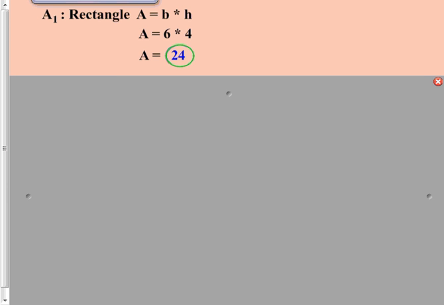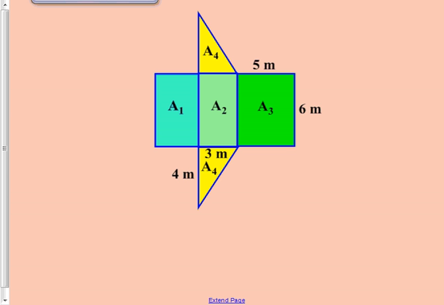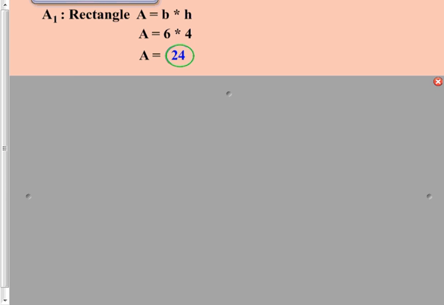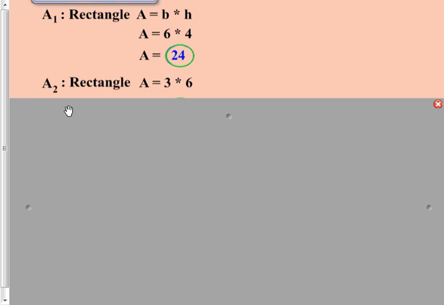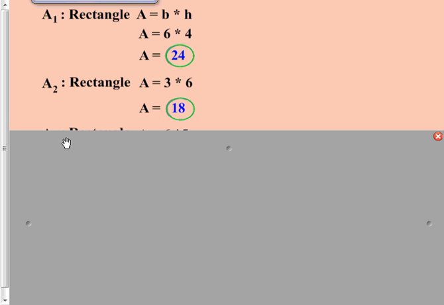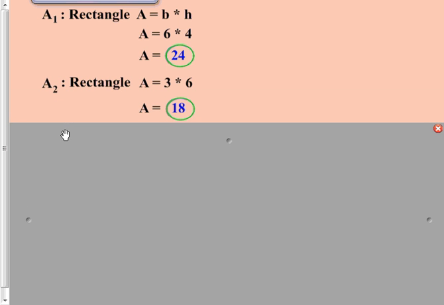Area 2 is another rectangle. And let's see if we can find the measurements of area 2. Looks like its measurements are going to be a 6 and a 3. So 6 and a 3 for that rectangle. Obviously 3 times 6 is 18. Again, there was only one rectangle like that, so 18 will be part of our answer.